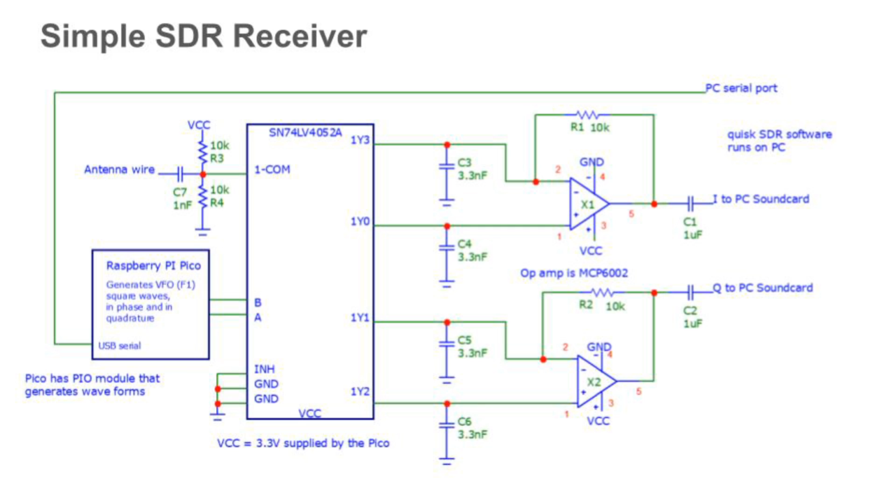WSJTX is an example of this kind of software. Quisk is another example. I'll show it later. One difference from my previous video is that I'm using a Raspberry Pi Pico to generate the VFO or F1 signals to inputs B and A. These are square waves at the center of the frequency range we want to receive. One is 90 degrees out of phase with the other.